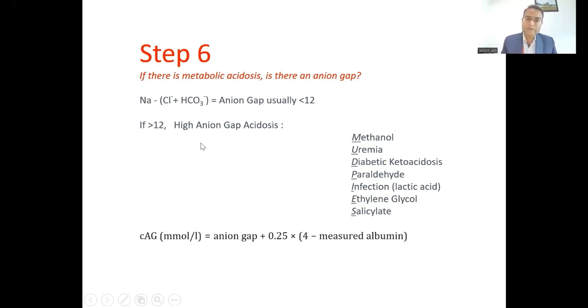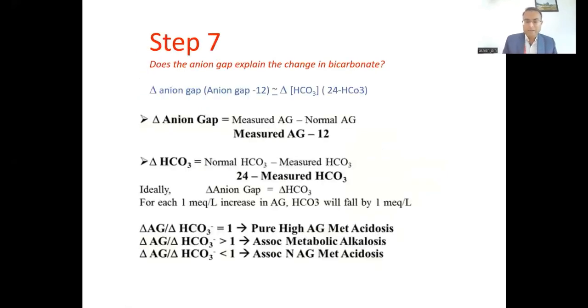If it is more than 12, then it is high anion gap metabolic acidosis. If it is less than 12, it is normal anion gap metabolic acidosis. Here you can see there are a few reasons for the high anion gap metabolic acidosis. This anion gap level is also dependent upon the level of albumin in the blood.